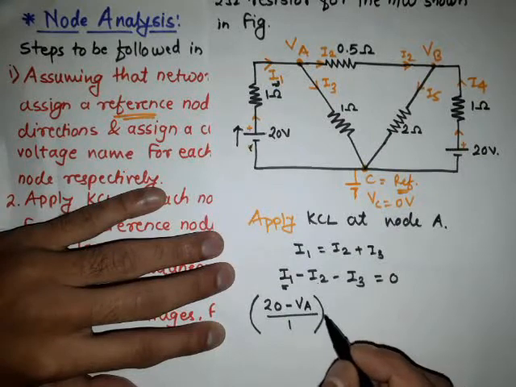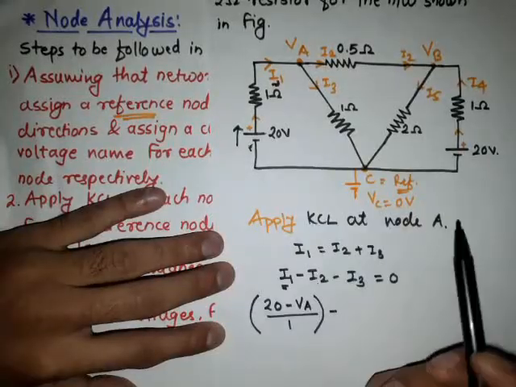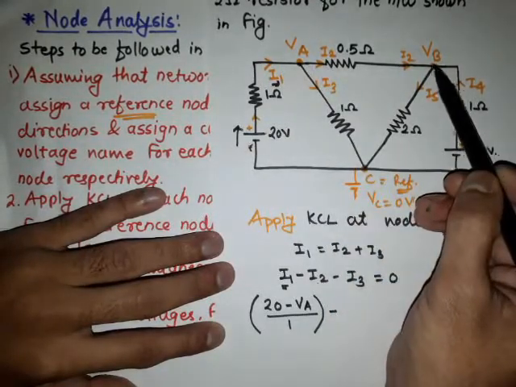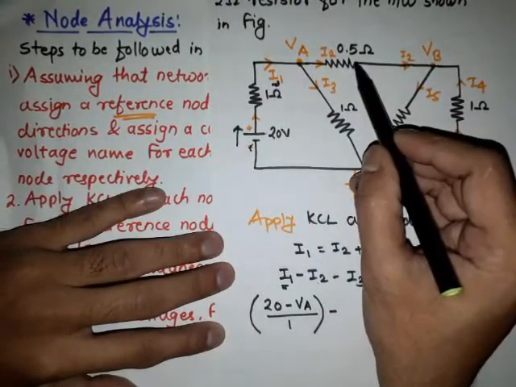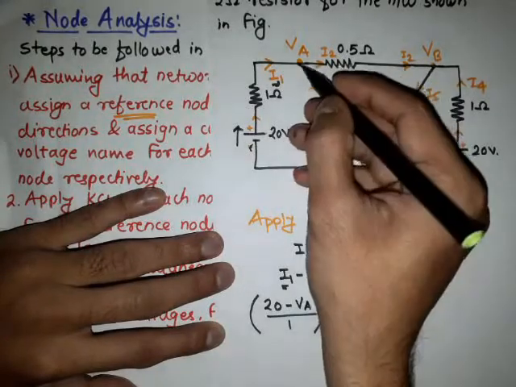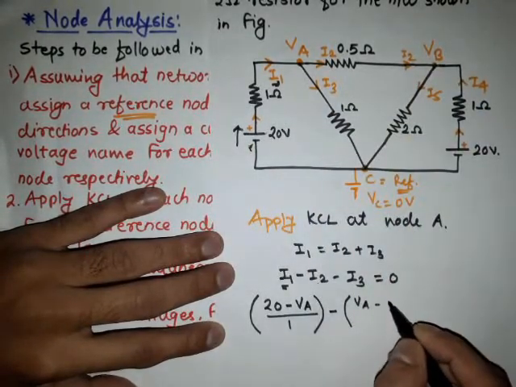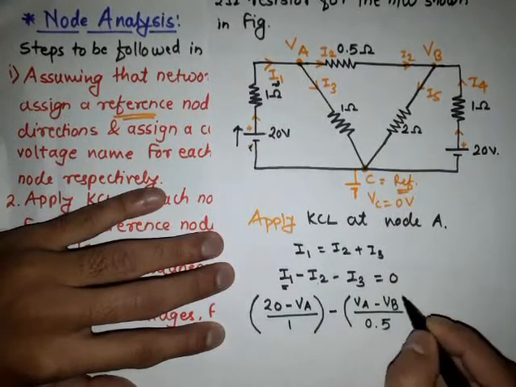Then we are going to find the current I2. See here, the I2 current flows from the A terminal to the B terminal. That means initial voltage minus final voltage divided by resistance. So simply, I2 will be VA minus VB divided by 0.5.